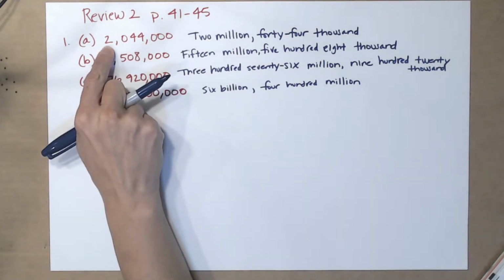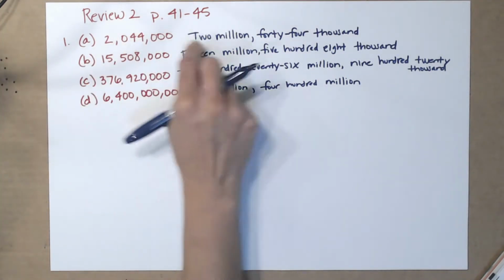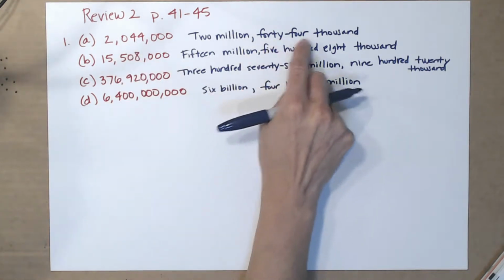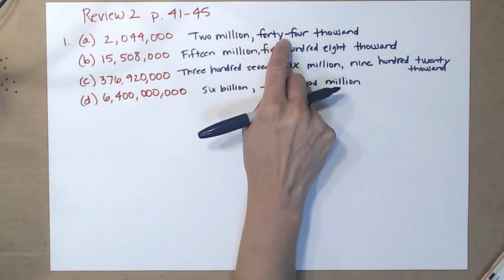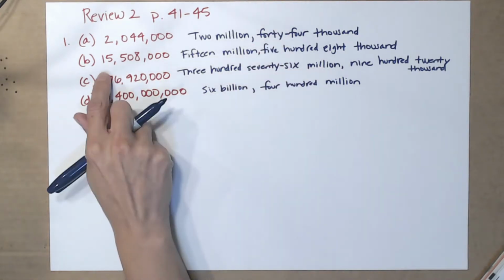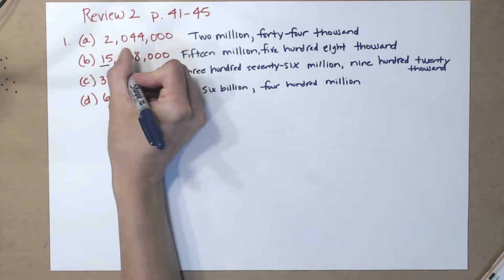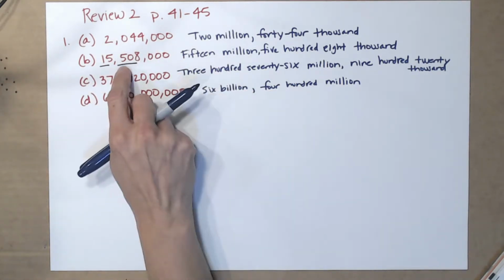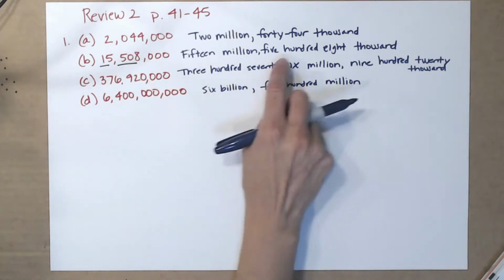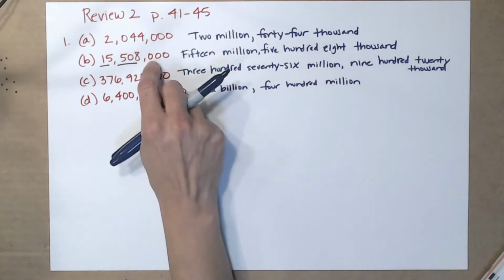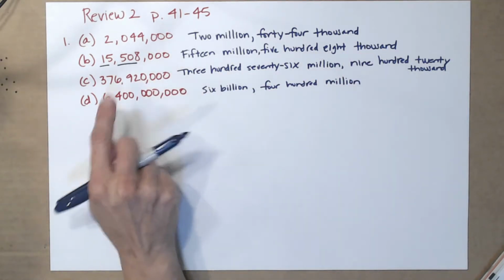So 2 million, this is in the millions place, so that's 2 million. These are the thousands, 44,000. Remember to use a hyphen for any numbers 21 to 99. The next one we have millions and thousands. So we have 15 million and 508,000. So we write it 508,000. We have no hundreds, tens, or ones.